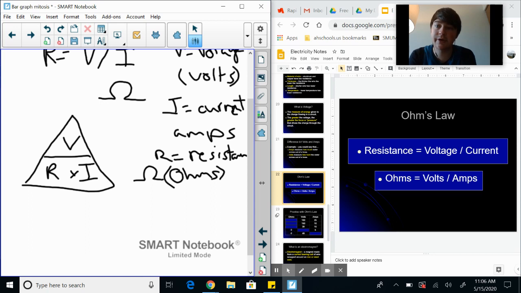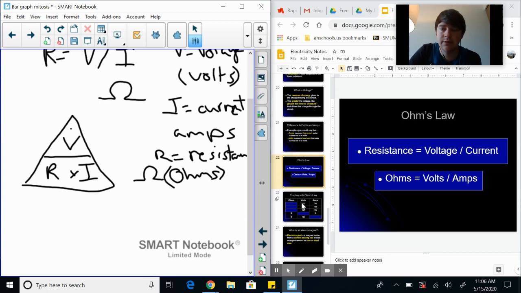So what do I do when I'm trying to solve? I'm going to cover up what I'm solving for. If I'm trying to solve for current, I cover up the I, and it says current is equal to voltage divided by resistance. If I'm trying to solve for voltage, I cover up the voltage, and it says voltage is equal to resistance times current. Sorry, I covered it up with my finger, and that didn't show on the screen.